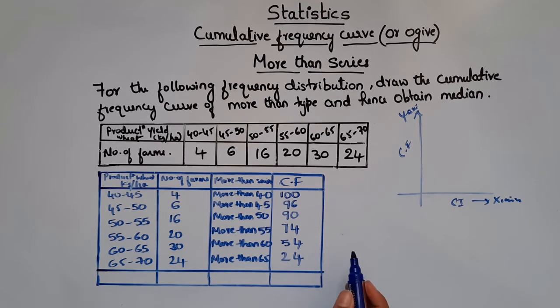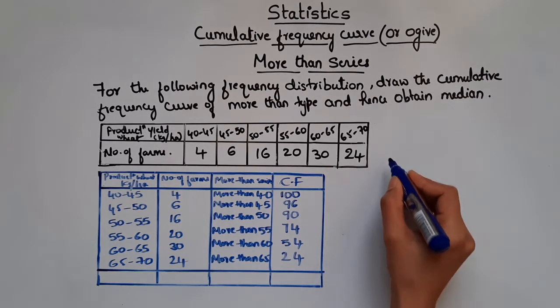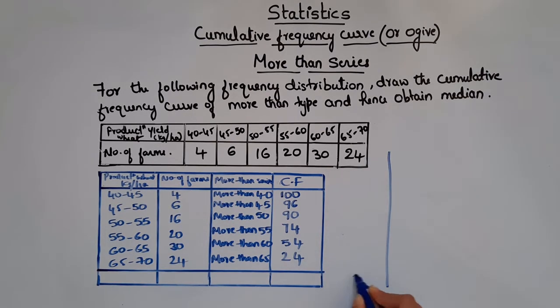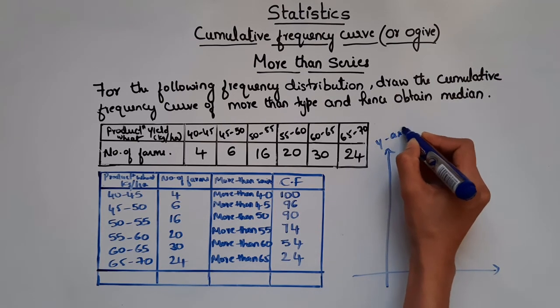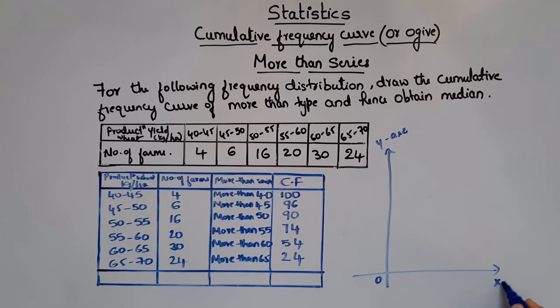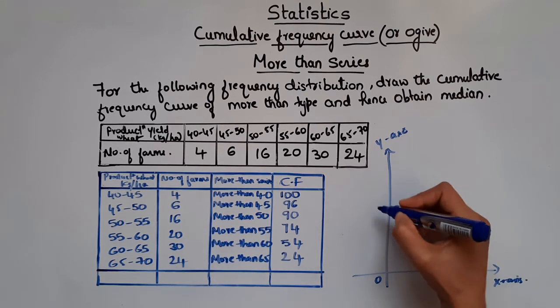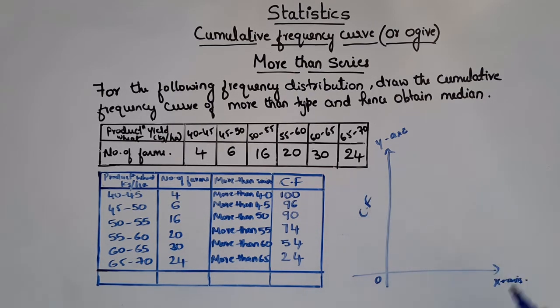So now let's draw the graph. Let me erase this. So we have a graph. This is your y-axis, this is your origin, and this is your x-axis. So in y-axis we have cumulative frequency, and here x-axis we have class interval, which is nothing but your production of wheat, right? So production yield, which is in kg per hectare.